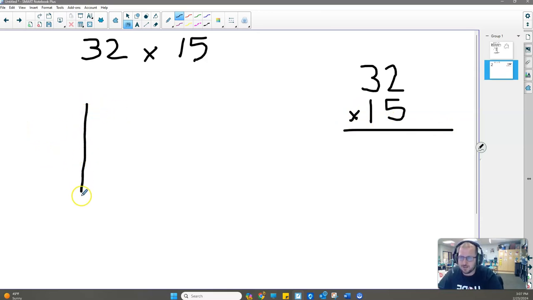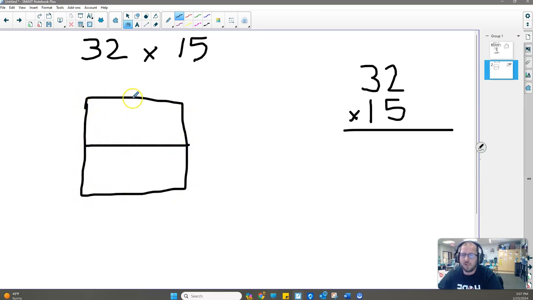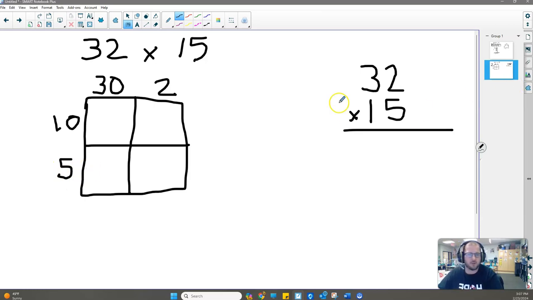We draw boxes, except this time because we're 2 by 2, I need 2 boxes going up and 2 boxes going this way. So we draw our boxes, we decompose. So 32 becomes 30 because that 3 is in the tens place, and 2, and 15 becomes 10 and 5. And with that, our problem's set up again, really cementing that idea of place value.